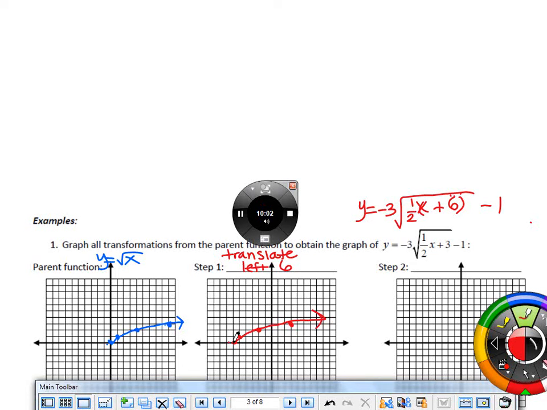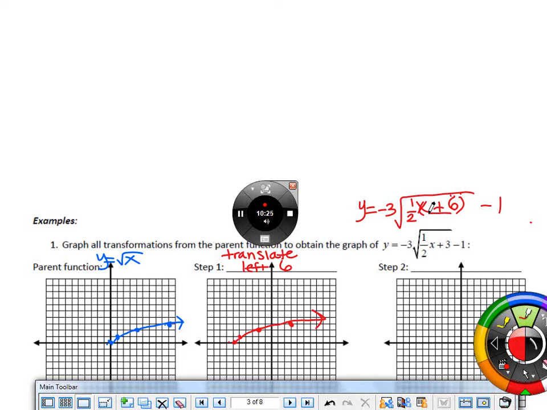So there's my whole graph moved left 6. Is this okay with everybody? No, you're fine. All right. Next transformation that you guys want to perform. Somebody else, raise your hand, give me a transformation to do. Liam? Okay. So we'll go ahead and go down 1.